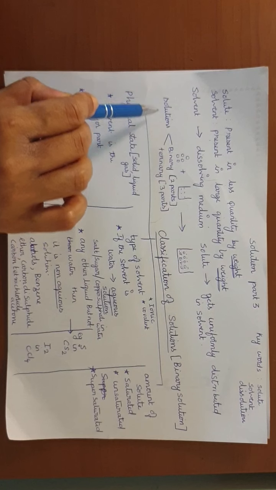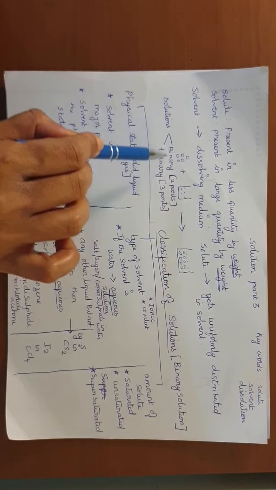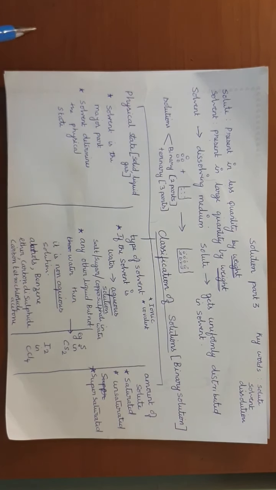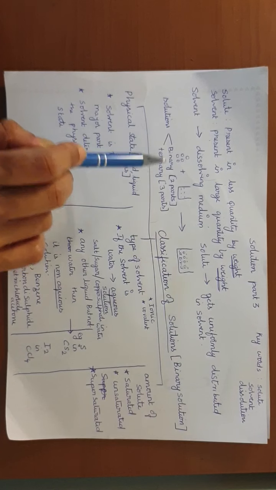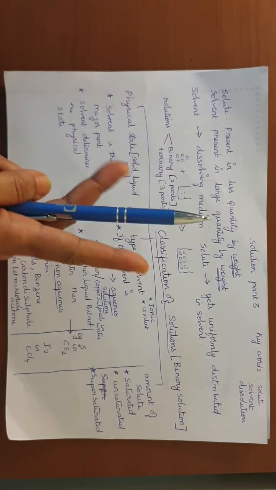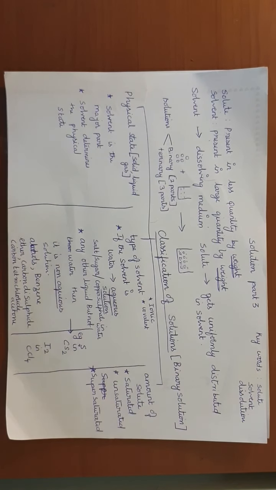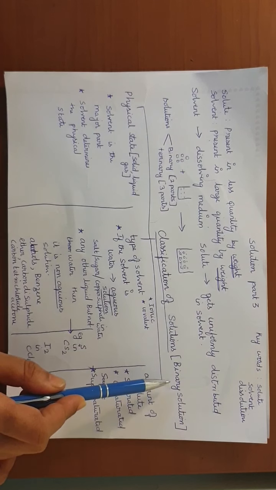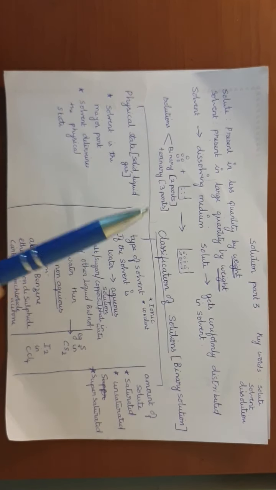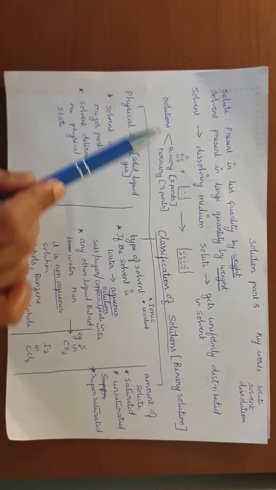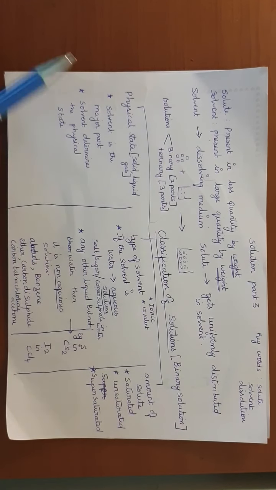We also know a solution can be classified into binary and ternary solutions. Binary solution has two parts, solute and solvent. Ternary solution has three parts, two solutes and one solvent. Now, further in this lesson, we will be dealing only with binary solutions. That means the solution will have two parts. One will be solute, the other one will be solvent.